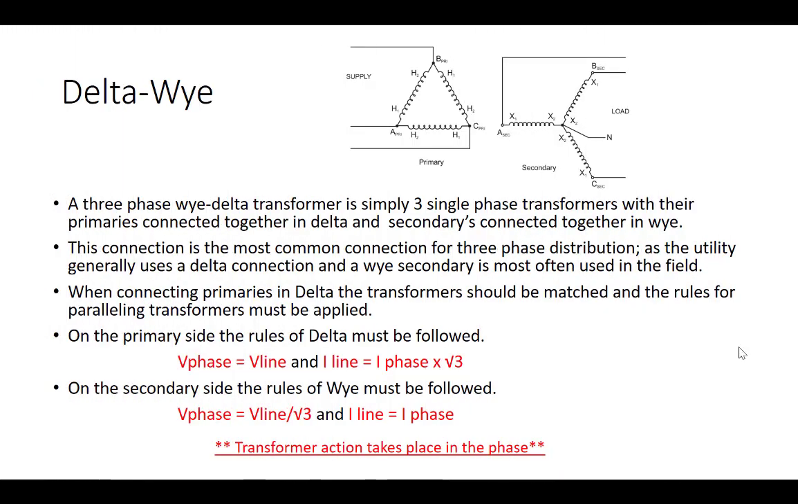Okay, the last standard type of three-phase transformer connection is a delta primary and Y secondary. Again, this is made from 3 single-phase transformers with their primaries connected in delta and the secondaries connected in Y. One thing that's a bit different about this connection is it is the most common connection for three-phase distribution. In the field, utilities generally use a delta connection, and a Y secondary is the most common system that we use out in the field.